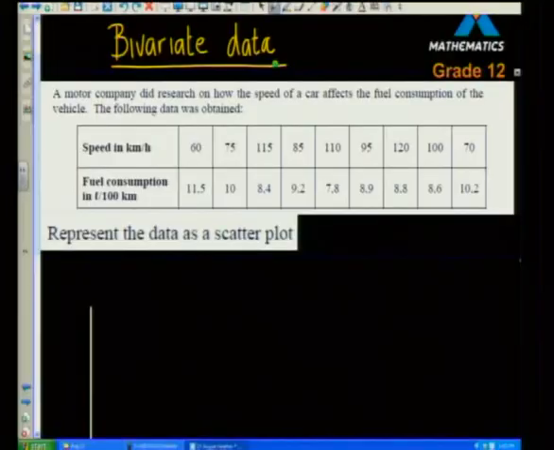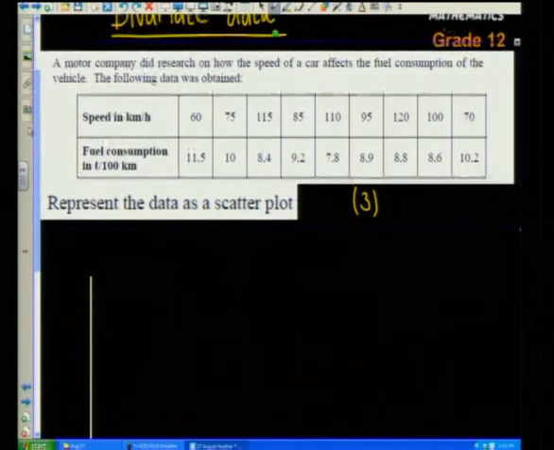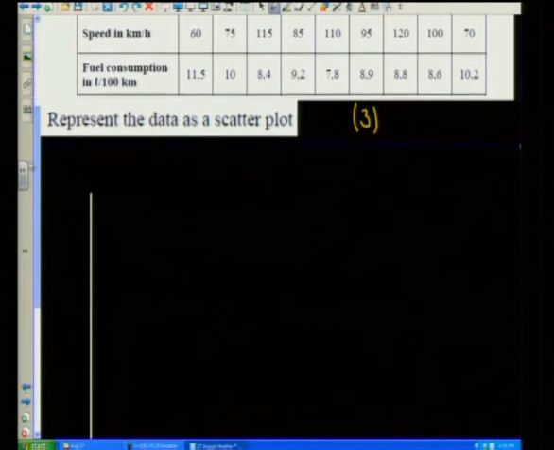Now, the first question says represent the data as a scatter plot. Now, guys, if you get a question like this, I honestly believe that this is your kind of feel-good freebie question because it is so easy. Right, let's not mess it up. So let's have a look at what we've got.